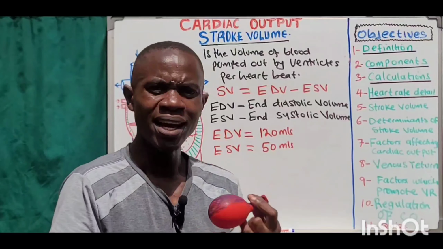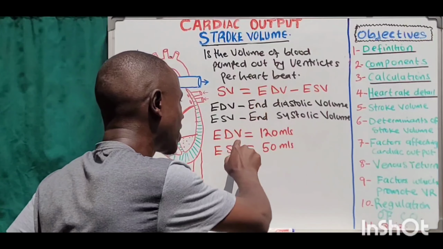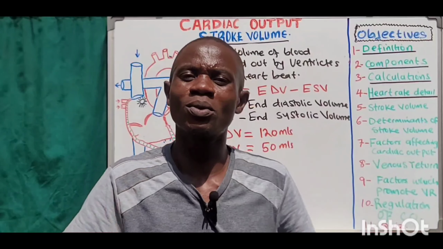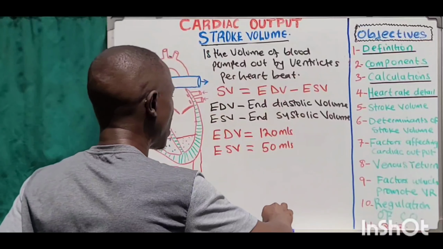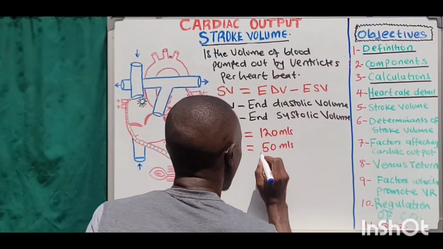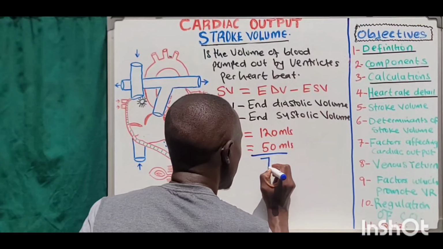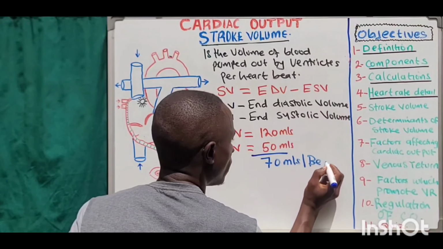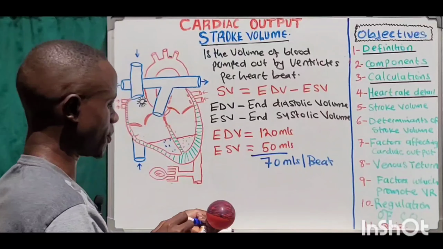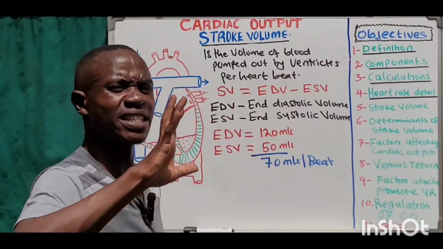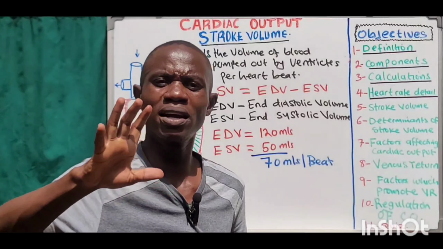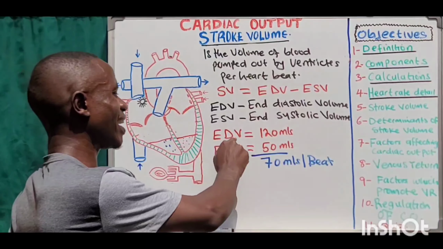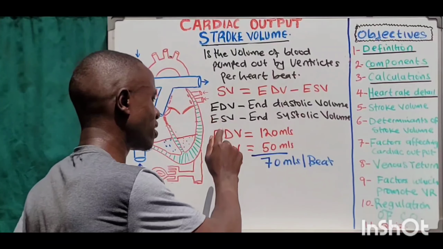Now if you subtract end systolic volume from end diastolic volume, we are going to be coming up with the stroke volume. So now let's have just this simple mathematics. When you calculate very well, you are going to end up with 70 mils every single beat. So that is the simplest way you can come up with the stroke volume, having known end diastolic volume and end systolic volume.